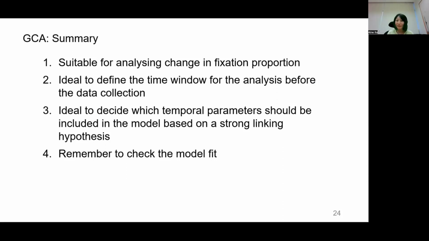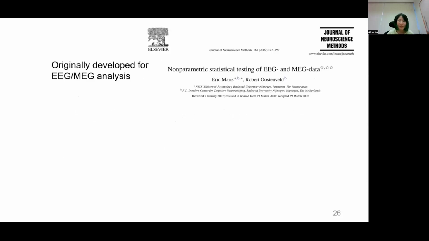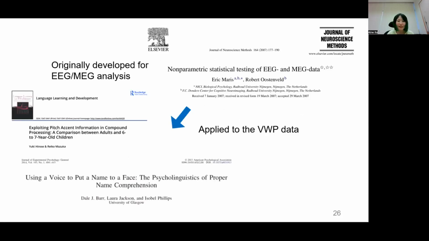Okay, shall we move on? Yeah. Okay, then. I noticed I'm very much running over time, but let's continue. So now let's look at the cluster-based permutation analysis, or CPA. This analysis was originally developed for EEG or MEG analysis. You might be familiar with the literature on EEG or MEG, but this has been applied to visual world paradigm data too, so that's what we are going to look at today.